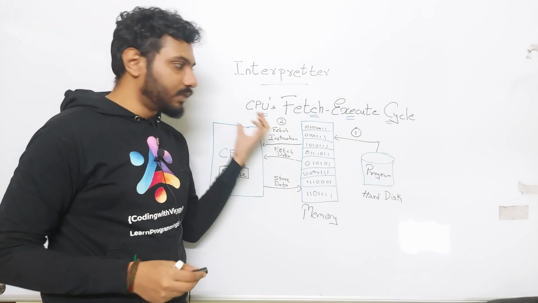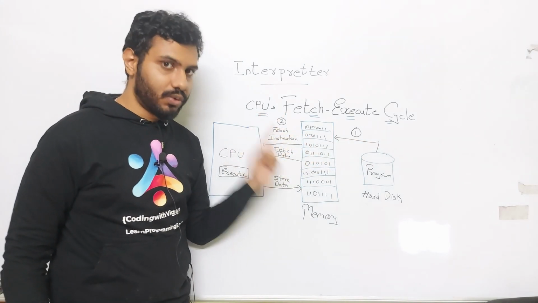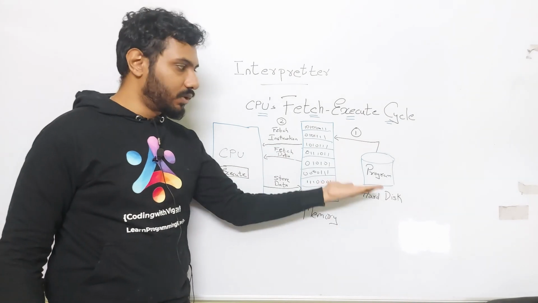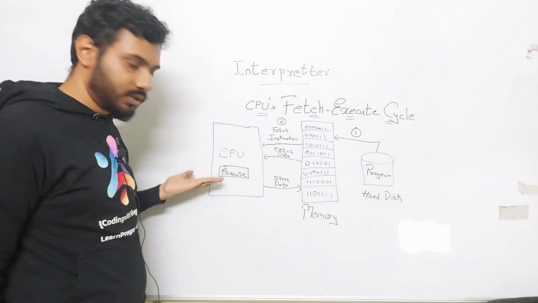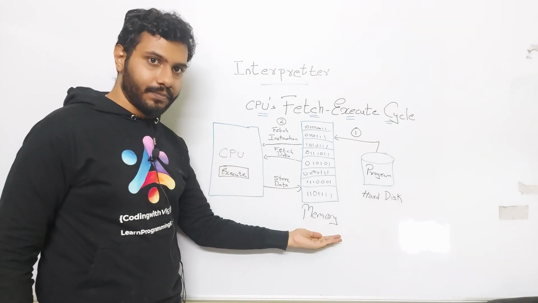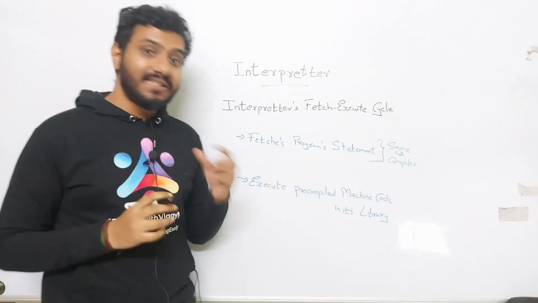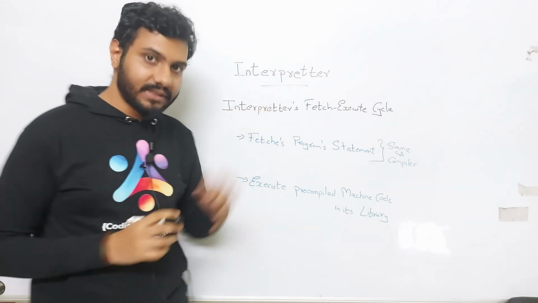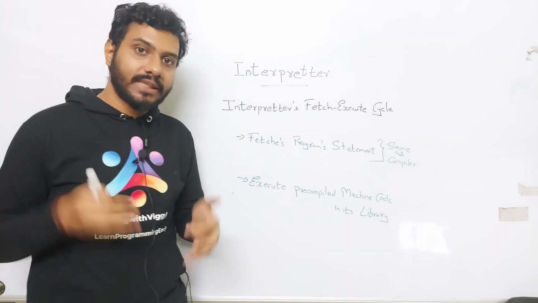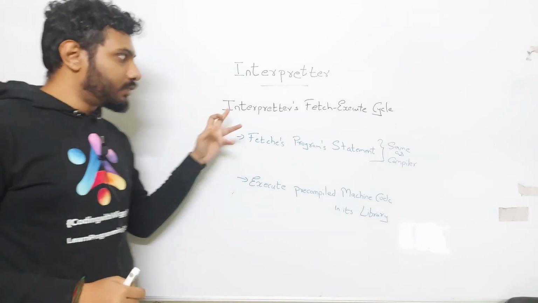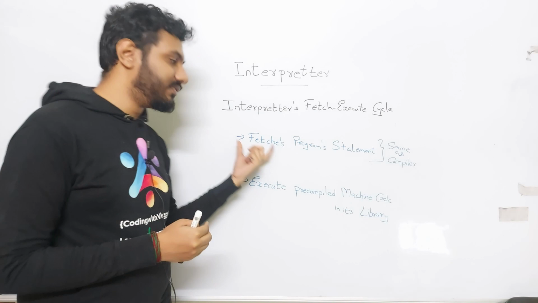Here we are talking about the CPU, so the instruction program will be in the form of machine code. Note that we are not talking about a high level language, we are talking about low level language. A machine code instruction is fetched, executed and stored in the memory. This is how the CPU's fetch execute cycle works. As we see, the instructions from the memory are given to the CPU and the CPU executes. When we talk about the interpreter's fetch execute cycle, a similar thing happens in the fetch step.